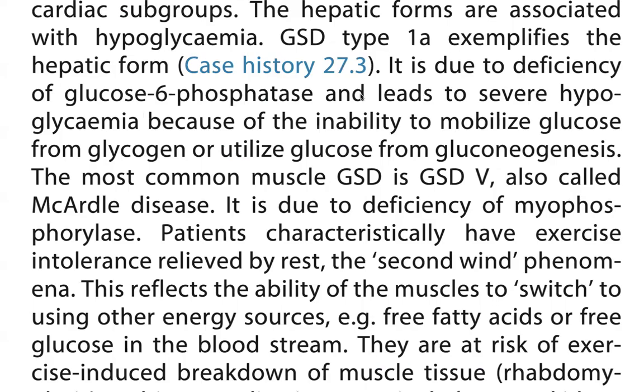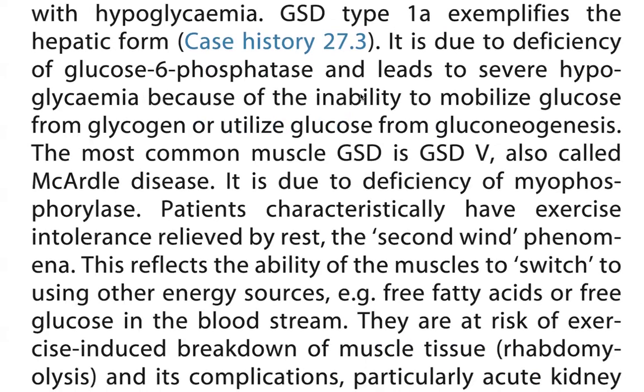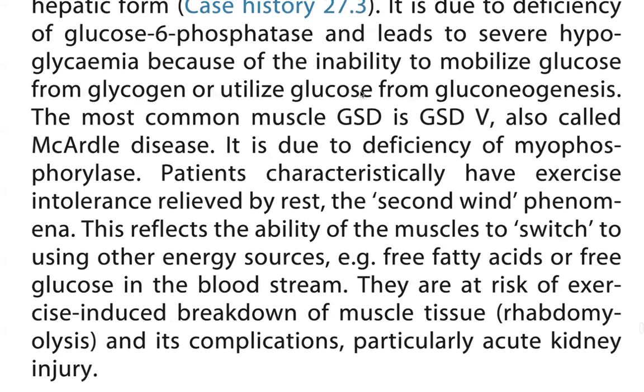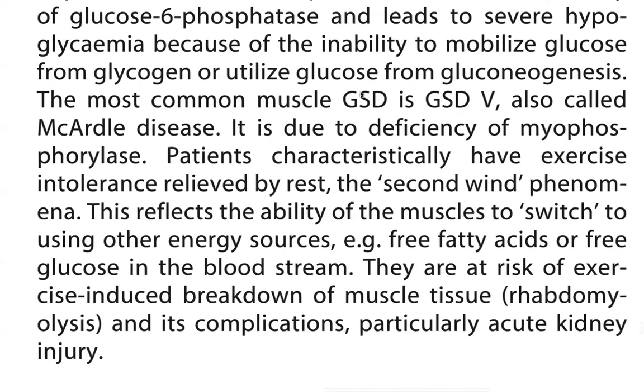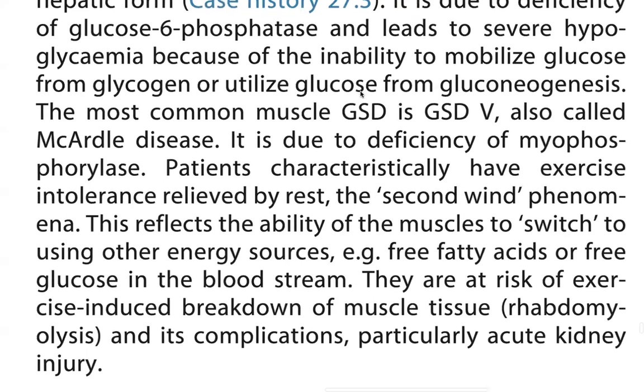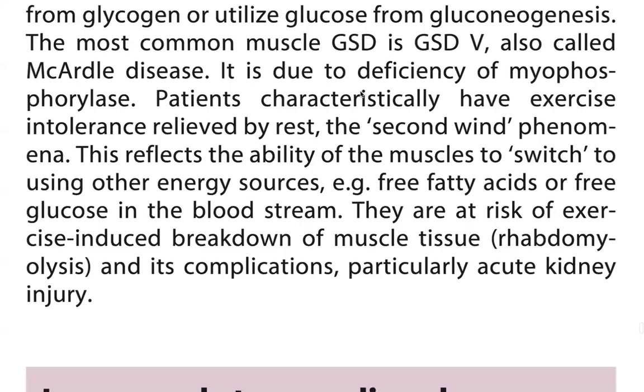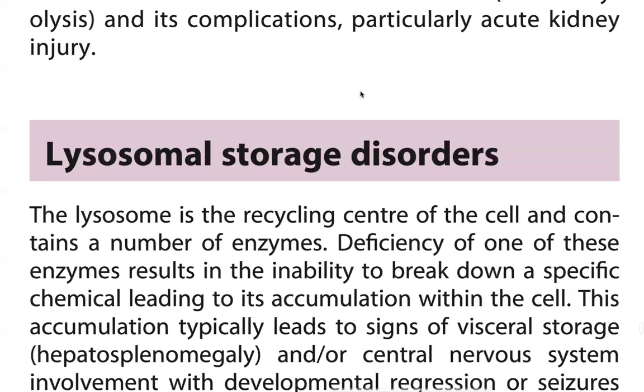The most common GSD is GSD type 5, also called McArdle disease. It is due to deficiency of myophosphorylase. Patients have exercise intolerance relieved by rest, the second wind phenomenon. This reflects the ability of the muscle to switch to using other energy sources, free fatty acids or free glucose in the blood. They are at risk of exercise-induced breakdown of muscle tissue, rhabdomyolysis, and its complication, particularly acute kidney injury.